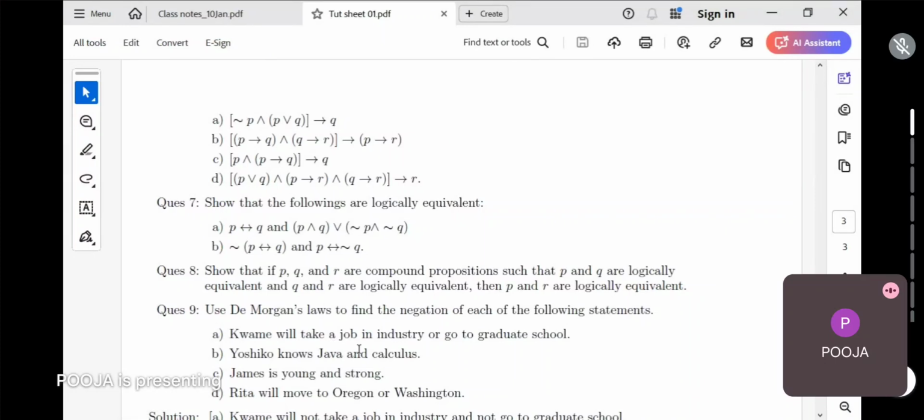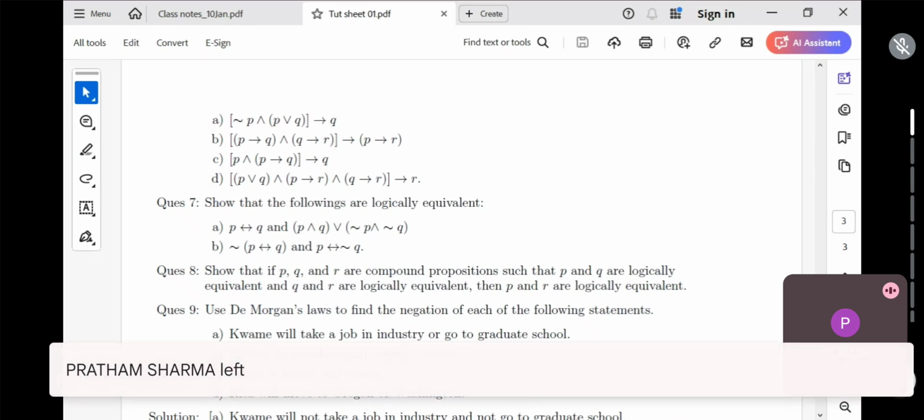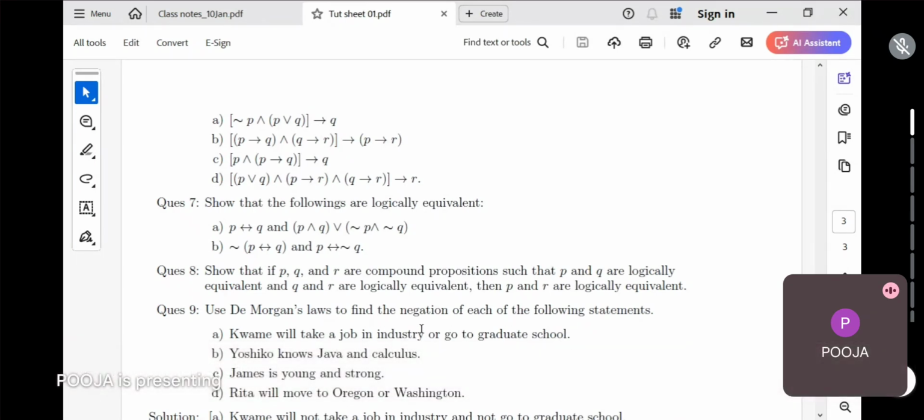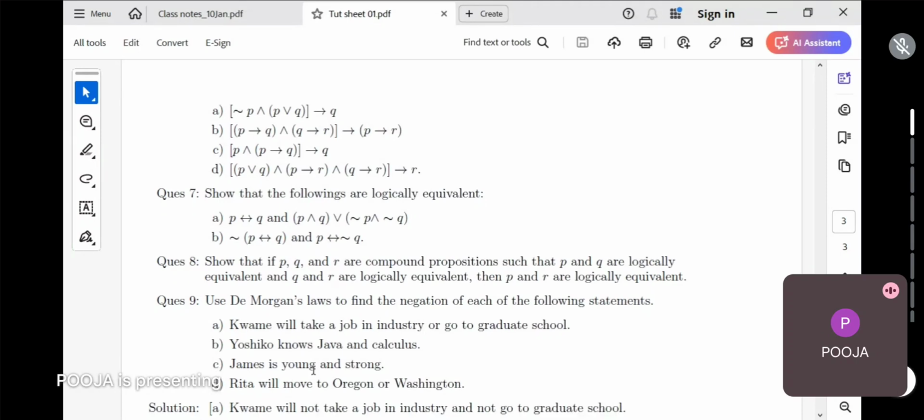Kwame will take a job in industry or go to graduate school. तो अगर मैं P ले लूं कि he or she will take a job in industry, Q is go to graduate school, तो P join Q है. इसके ऊपर De Morgan's law लगाऊंगी तो negation P and negation Q हो जाएगा. तो उसको मैं कैसे लिखूंगी? Kwame will not take a job in industry and not go to graduate school.